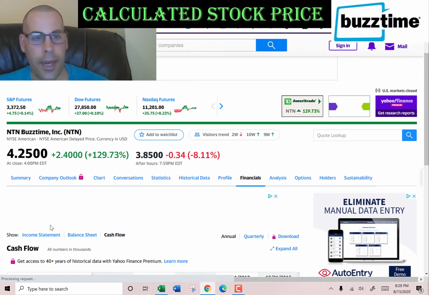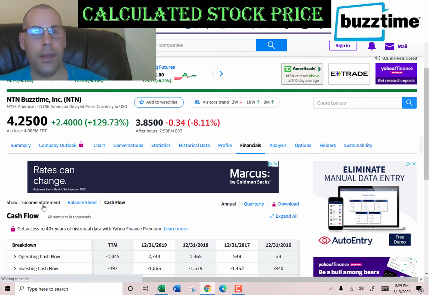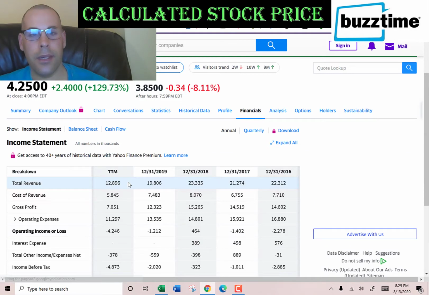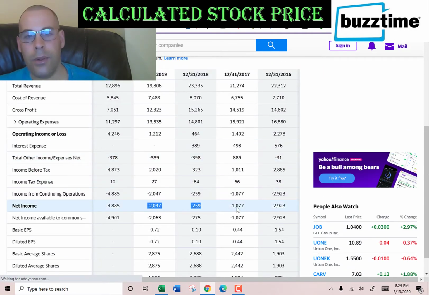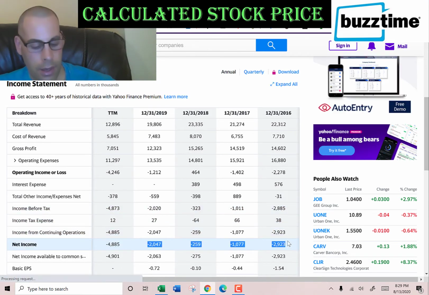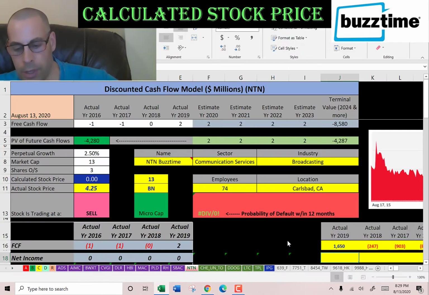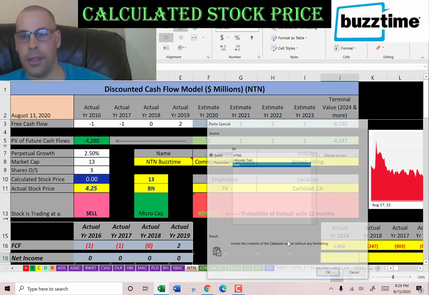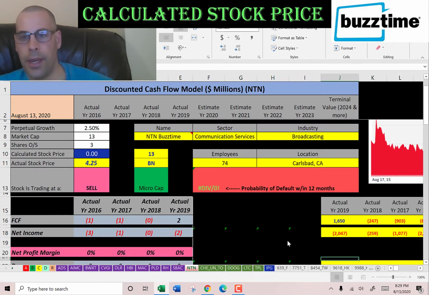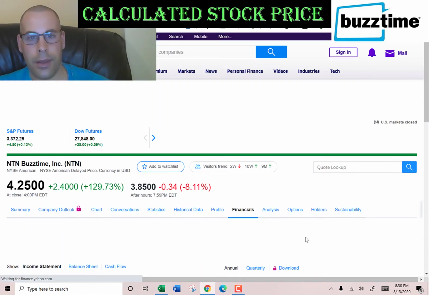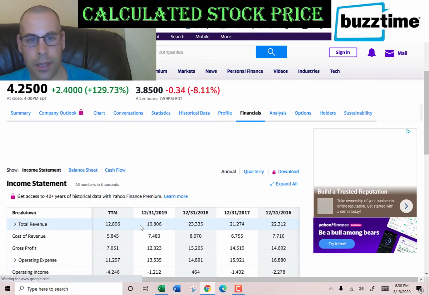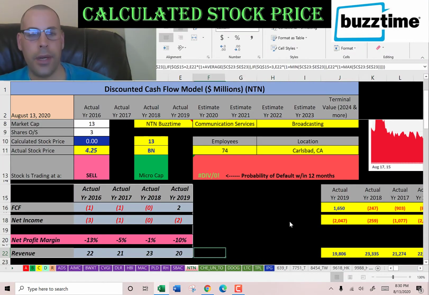And now I need the net income, which is on the income statement. That's the profit and loss for the business. And the net income includes non-cash items, where the free cash flow strips out the non-cash items. And then we need the revenue for each year. This is the sales for the business. Let's look at the numbers.